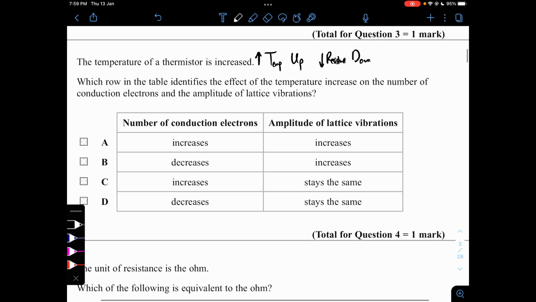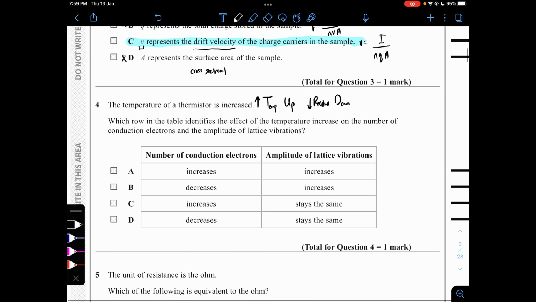Now what does that mean for our conduction electrons? We know that R equals V over I. If this is decreasing, what's happening to the current? It must be increasing. Now what does current increasing mean? We know that I is the rate of charge flow per second. So if I is increasing, and we can't change the time, that means the number of electrons being released are increasing. So that means increase is the right option here. Okay, so we know that.